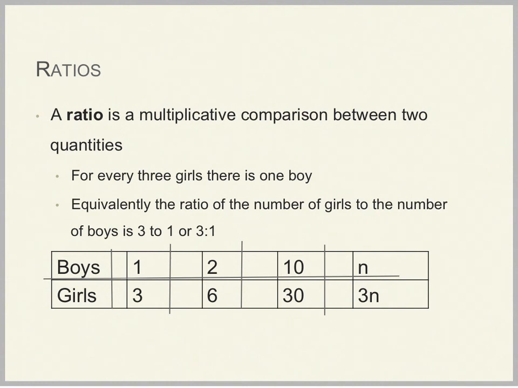If we multiply this by 2 to get to 2 boys, then we multiply the number of girls by 2 to get to 6 girls. We can keep multiplying these. For example, if we know we have 10 boys, then we multiply the 2 to 6 ratio by 5 to get to 10 to 30. Or we can look at this as n, number of boys, to 3n, the number of girls.